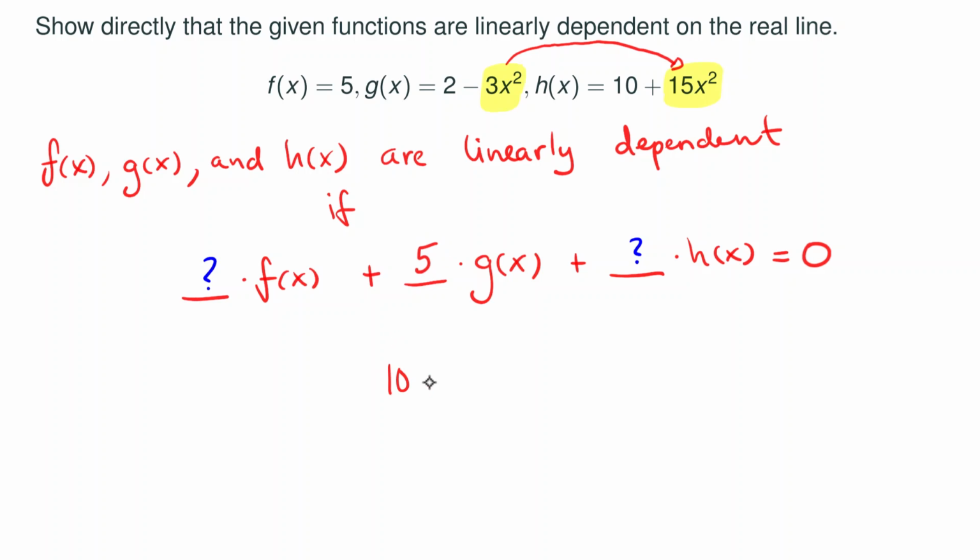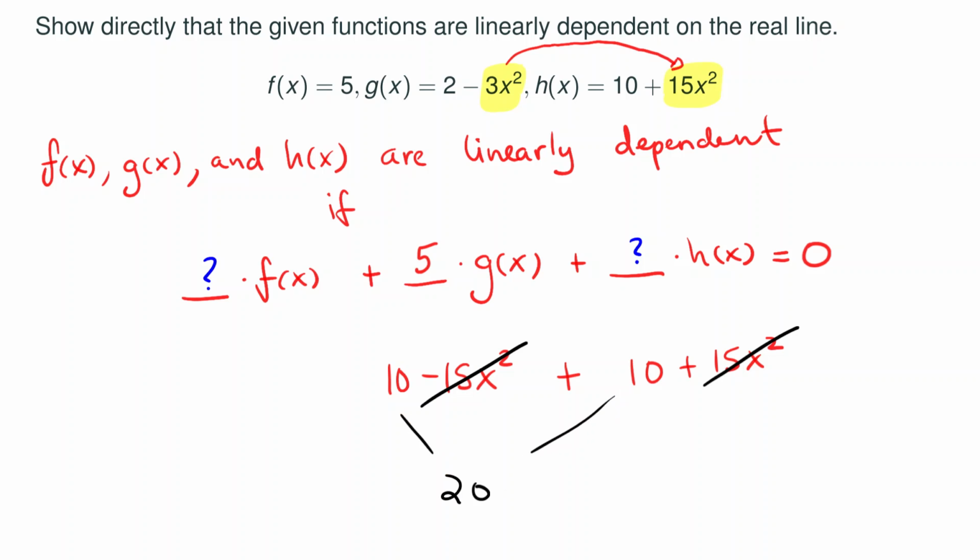That would give us a 10 minus 15x squared. Now let's see what happens if we just leave h of x alone. That would give us our 10 plus 15x squared. As we were hoping for, the x squared terms disappear, but the two terms add together to give us a 20. And looking now at f of x, it is only a constant term. So we could multiply the f of x, which is just the constant 5, by negative 4, and that would give us negative 20, so that it combines here, and that gives us our 0.